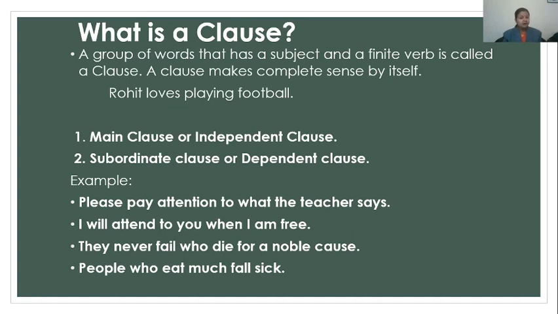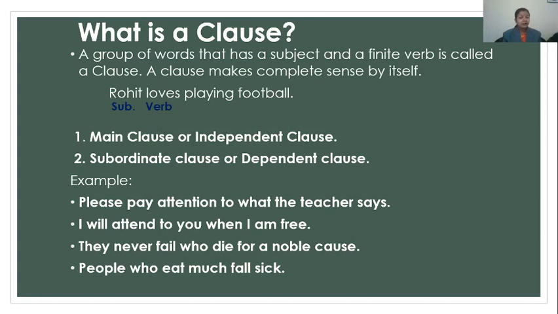So, I hope it must be clear to you all what a clause is. A clause is a group of words that has a subject and a finite verb, and it must make complete sense also. Here I have an example. Rohit loves playing football. What is the subject in this? Rohit. And what is the verb? Loves.